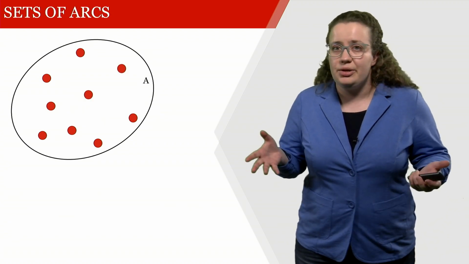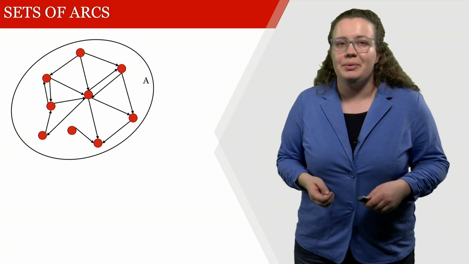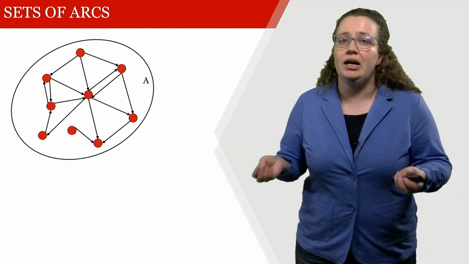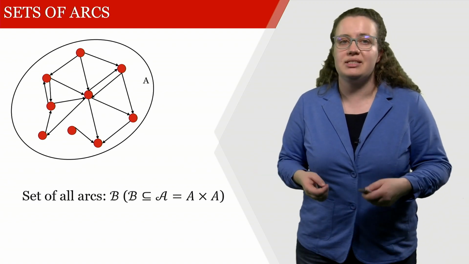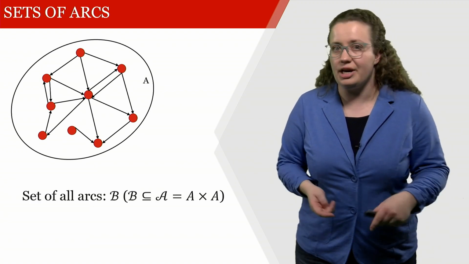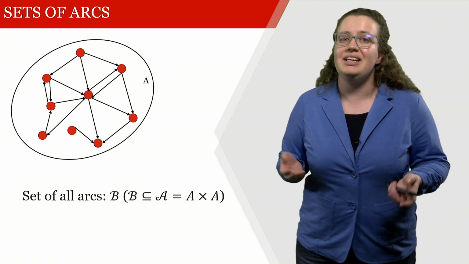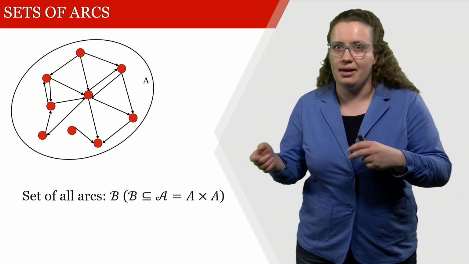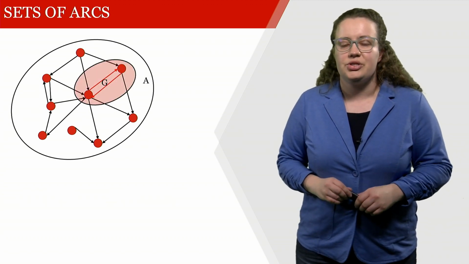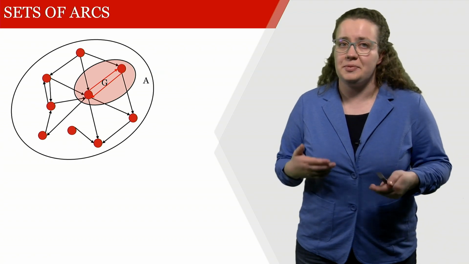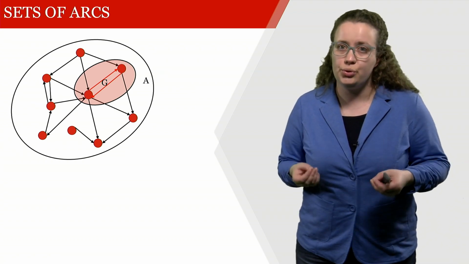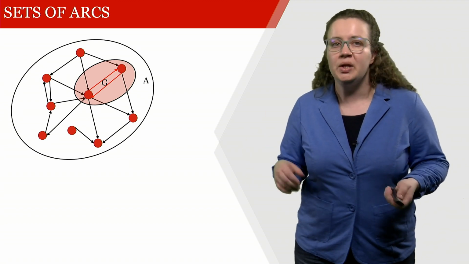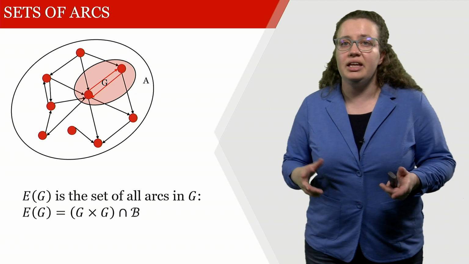But now let's look at all arcs in A. Actually, we don't have all road connections in here. So we don't have all options, which means that our set of all arcs that are actually allowed, the set B, is a subset of the set A times A. Now let's only look at this subset G, and we see that there are 2 arcs that are actually going from within G to within G. And this is what we denote as E of G.